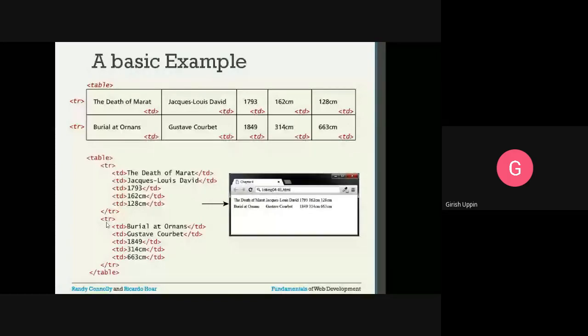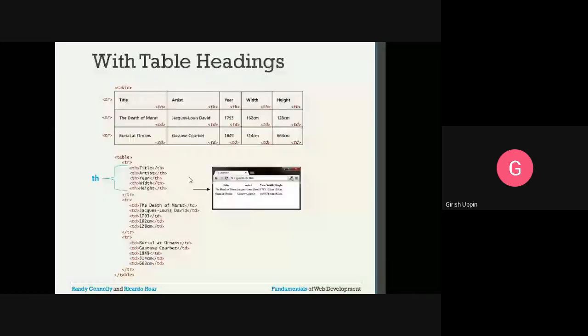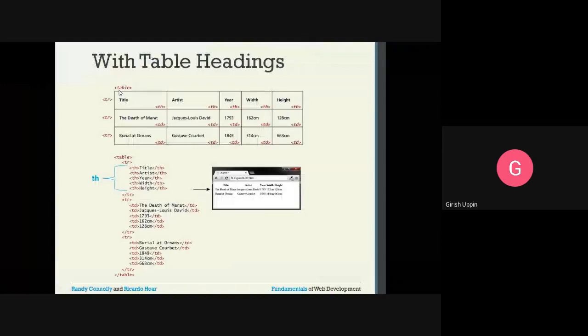Now, with table headings. The disadvantage with what you saw is that we don't know what this information is. Just now I told you this is about a painting, the artist, and when it was created. That is how you are able to understand what this information is meant for. Instead of that, we can use table headings. Table headings will tell what that particular data is meant for. We can include the table heading using the th tag.